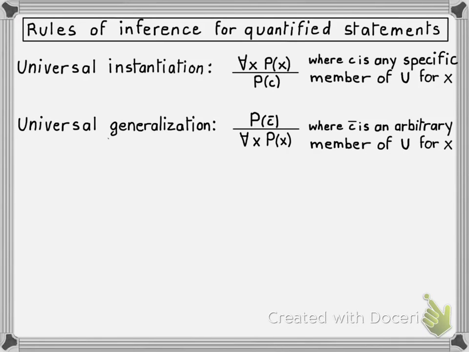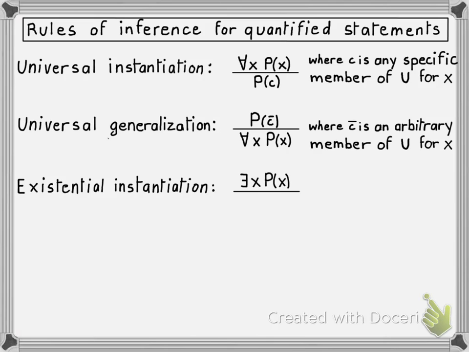Our third new rule of inference is called existential instantiation. The name tells you that it will involve an existential quantifier, and instantiation tells you that it's going to allow you to drop the quantifier, the same way that the first rule allowed you to drop the universal quantifier. So the premise of this rule is there exists x, P of x. And what the rule says you can infer from that one proposition is that P must be true for some element c of the universe.